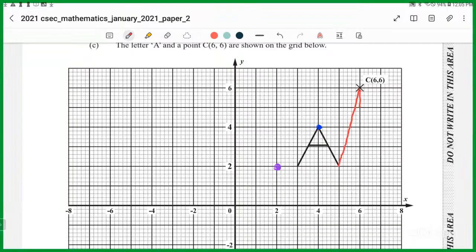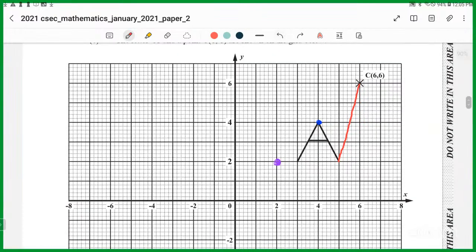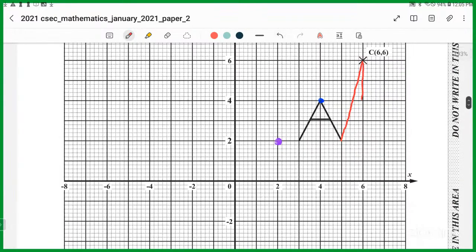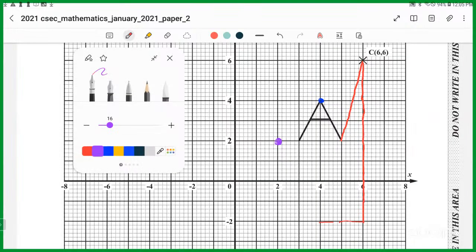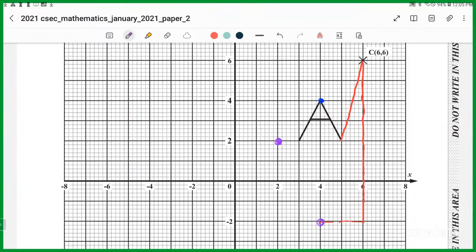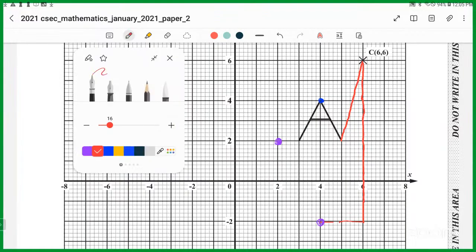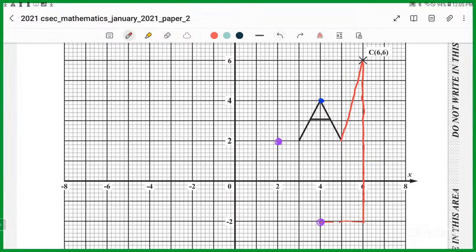This is 4 down, 1 across. So we double that distance, it's going to be 8 down, 2 across. So you go 1, 2, 3, 4, 5, 6, 7, 8 down, 2 across, 1, 2 to here. Okay, so this distance is doubled. This length has been doubled to there.